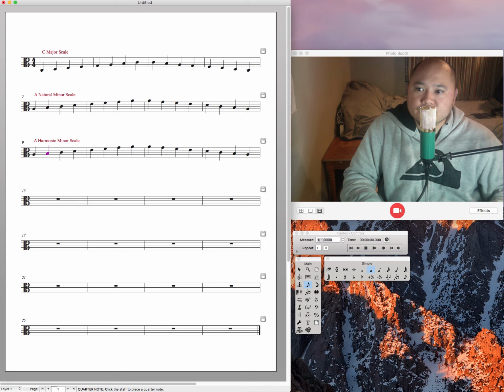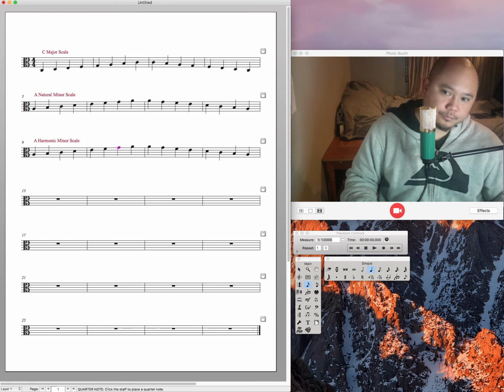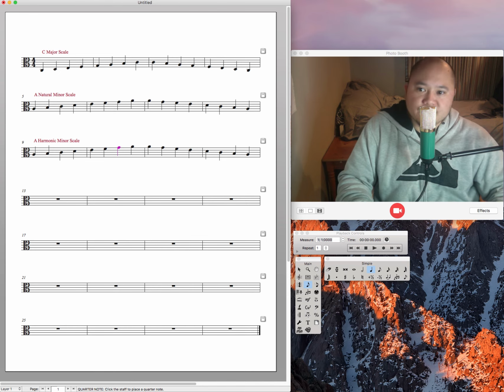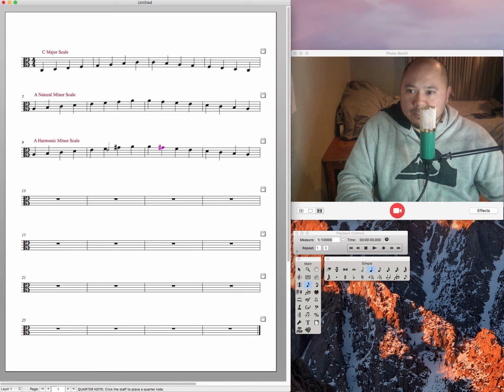Okay, so all you need to do to make a natural minor scale harmonic is raise the seventh. So A, B, C, D, E, F, G. Raise the seventh a half step on both sides. Okay, and now you have A harmonic minor. Again, the difference is that the 7th is raised a half step. Just look at the difference.